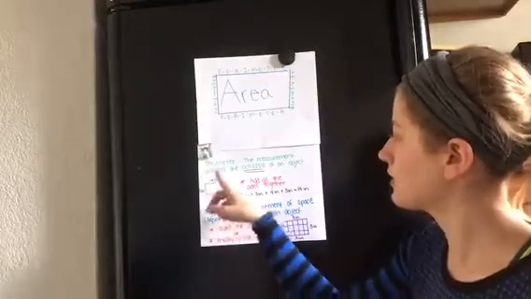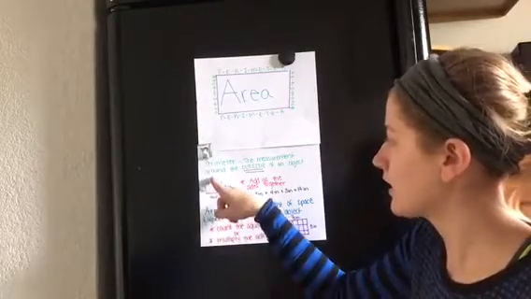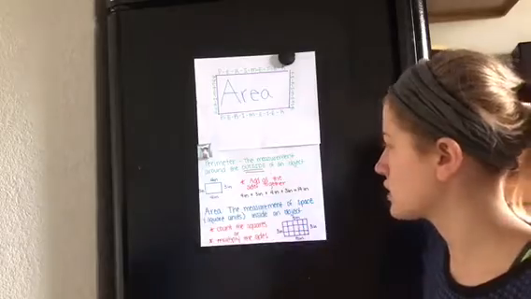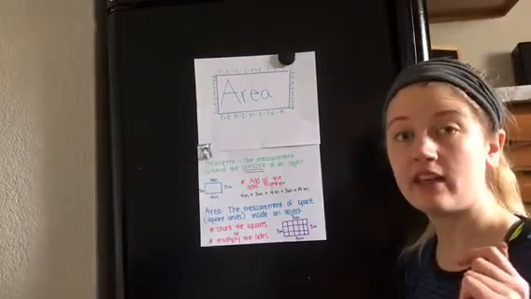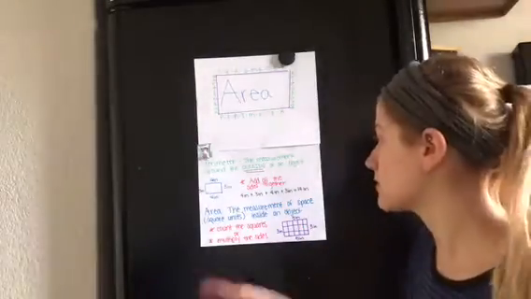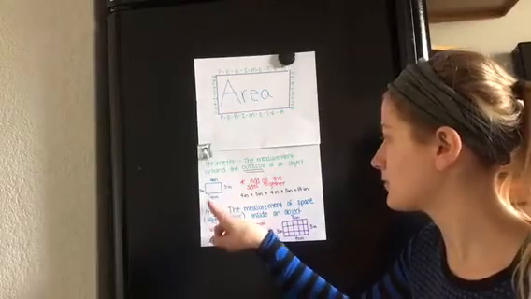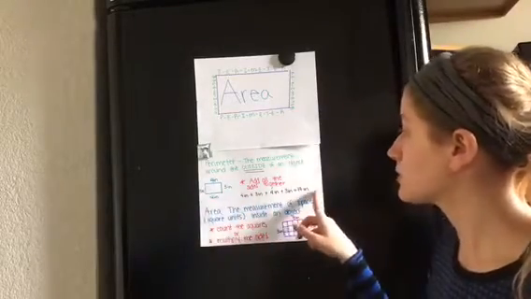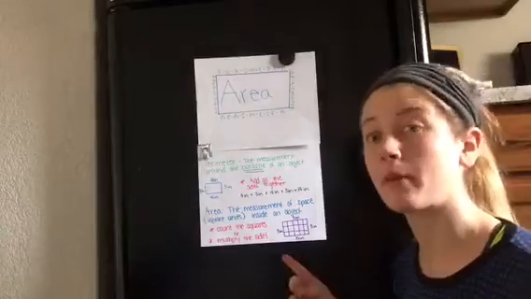Here I have a little rectangle that has a length of 4 inches and a width of 3 inches. To find the perimeter, we're going to add all the sides together. So we're going to do 4 plus 3 plus 4 plus 3, and that equals 14 inches. So that's how you find the perimeter.